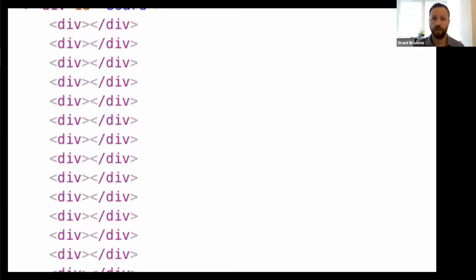Because some systems will generate code like this, which is kind of meaningless, and reams of it, and that's really no good for accessibility.